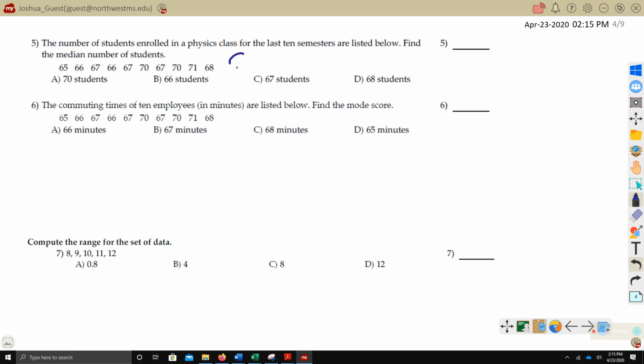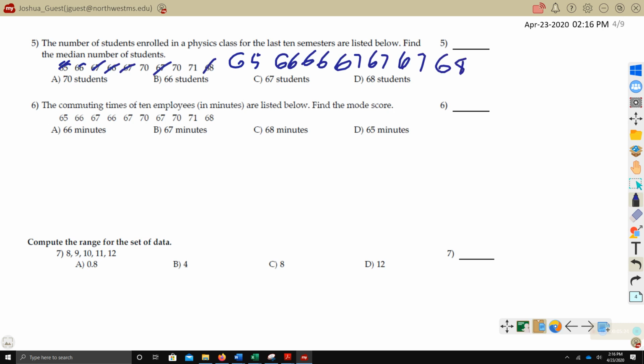No. So the first number is 65, and we took care of that one. And then we have what? 66. We have 1, 2 66s, so 66 and 66. And then we have 67, 67, 67. There's 3 of those. And then we have a 68.